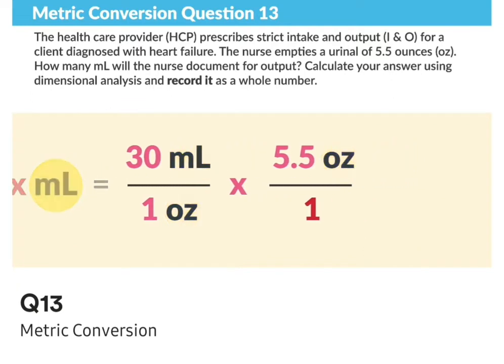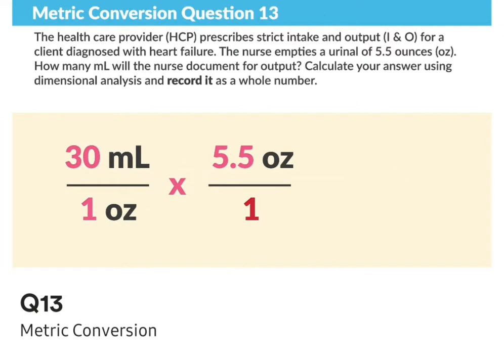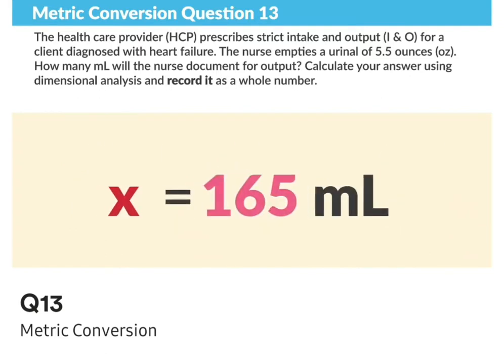So let's simply multiply across on the top. So 30 times 5.5, that gives us 165. And on the bottom, 1 times 1 is just 1. So 165 divided by 1 is 165. So the correct answer here is 165 mLs.